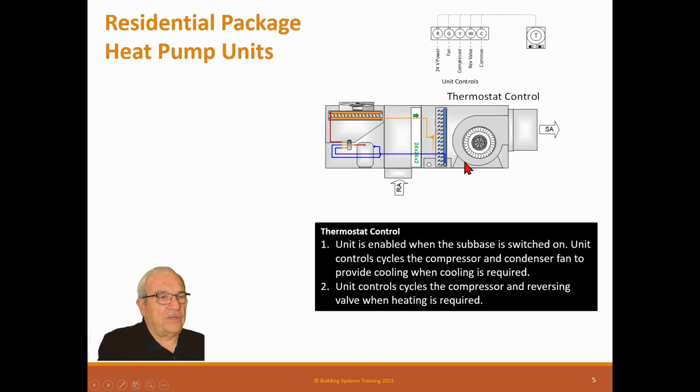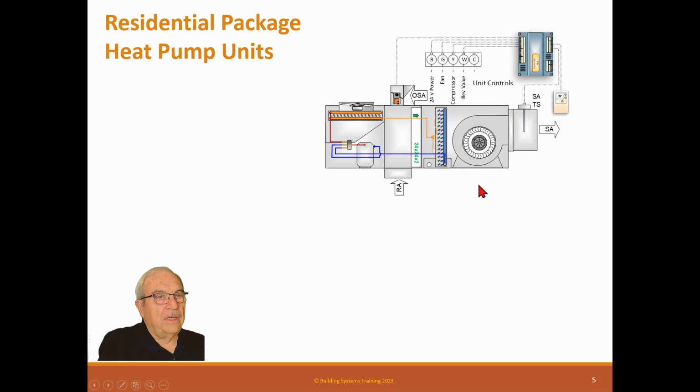So now the sequence for thermostat control is the unit is enabled when the sub-bases are switched on. Unit control cycles the compressor and condenser fan to provide cooling when cooling is required. The unit control cycles the compressor and reversing valve when the heating is required. So that's what's different with the heat pump. And remember, if it has an auxiliary heater, then you have to have a spot up here for auxiliary heater also. So now if you're using DDC, same thing.